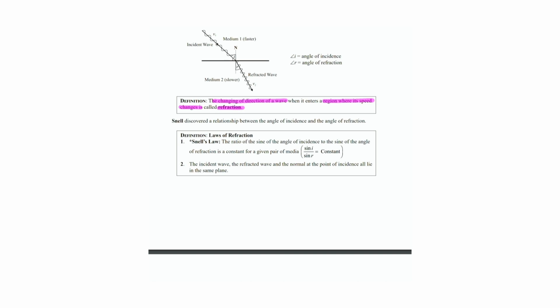Now, someone called Snell did a lot of work on this, and Snell came up with a lovely little formula. We want a formula that shows the relationship between the angle of incidence and the angle of refraction. When we did mirrors, it was a dead easy relationship. i was equal to r. But here, it's a more complicated relationship. And Snell came up with a law called Snell's law. So let me examine that in a little bit more detail.